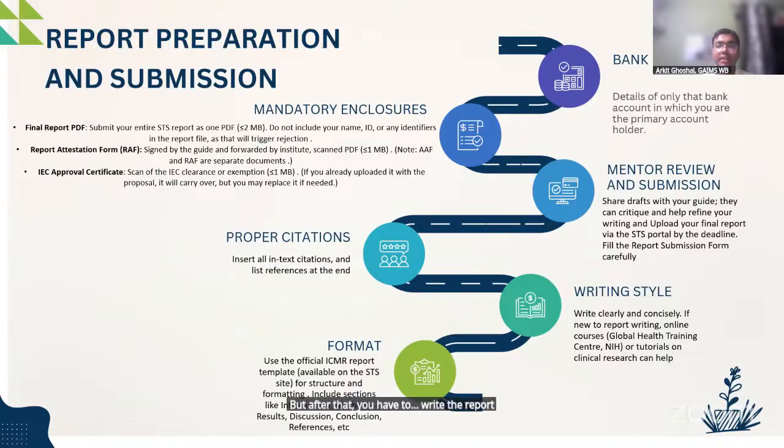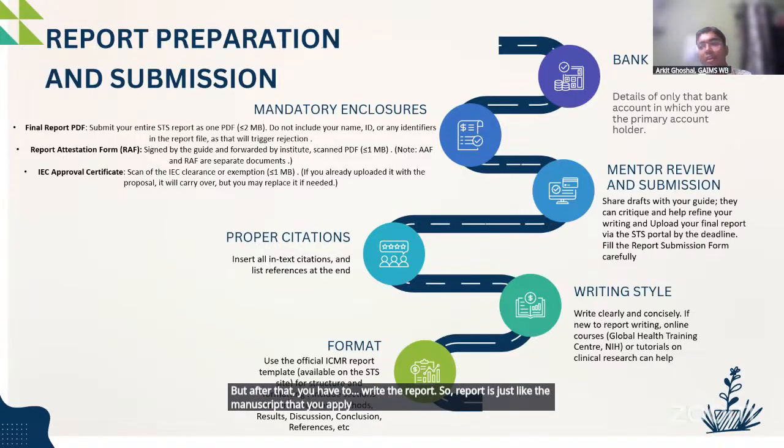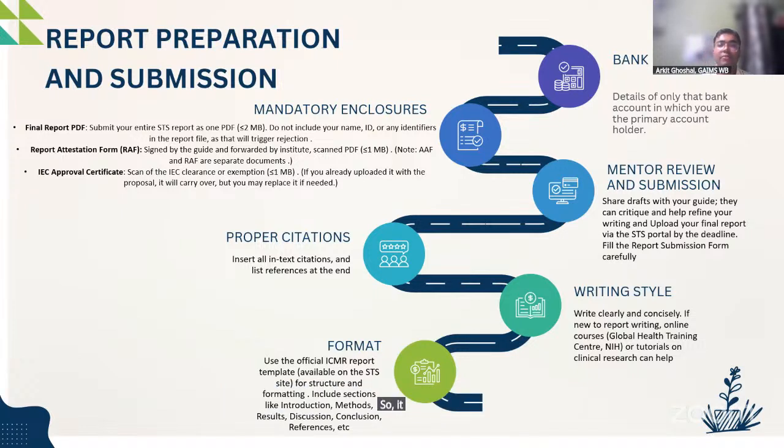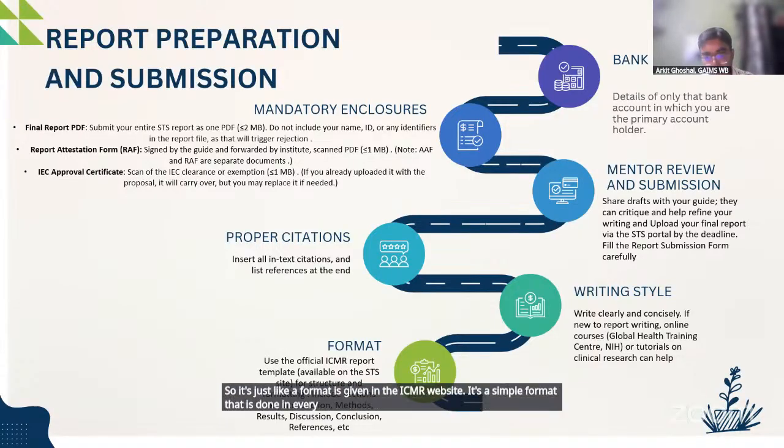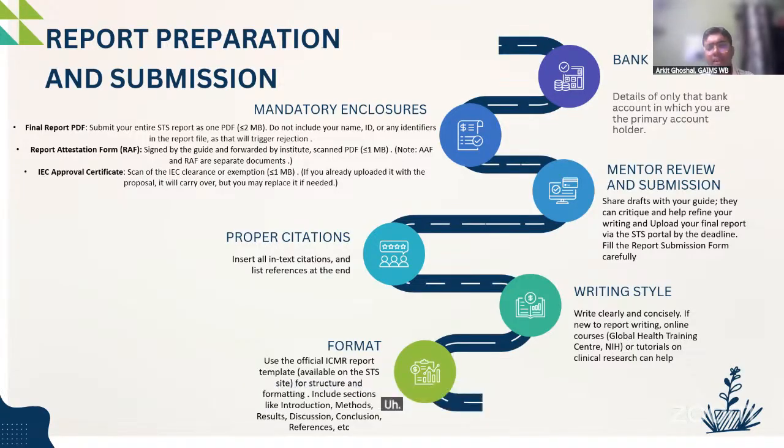So the report is just like the manuscript that you submit to a journal. A format is given on the ICMR website. It's a simple format that is used in every research project. It includes sections like introduction, objectives, methodology, results, discussion, literature review, conclusion, references, etc. Now, the writing style is very specific: Times New Roman, size 12. And you also have to include proper citations, which will tally with whatever you have done.